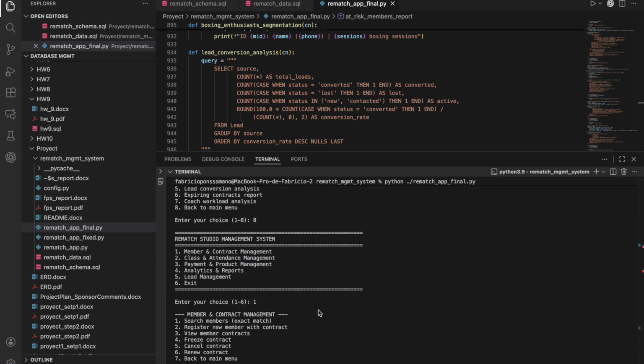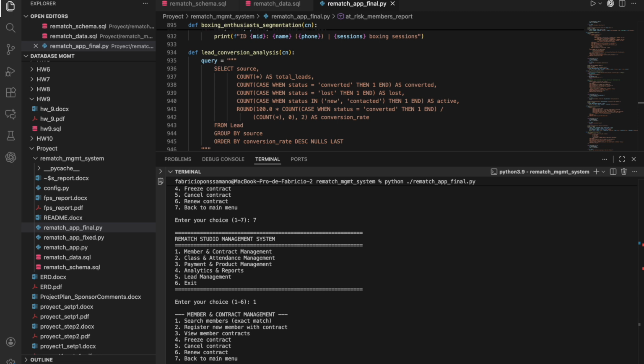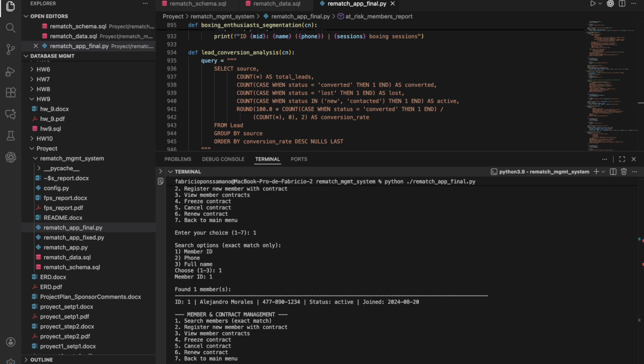So that's mainly the use cases, or the queries, and here we have, since I don't know how to do a user interface, I had to do a text user interface, and here we have the 5 sections that I already mentioned. The first 3 are mainly operational, so search members. We can search them by member ID, full name, ID, or phone. So it could be just like one, and the member ID is one. So this is Alejandro Morales.